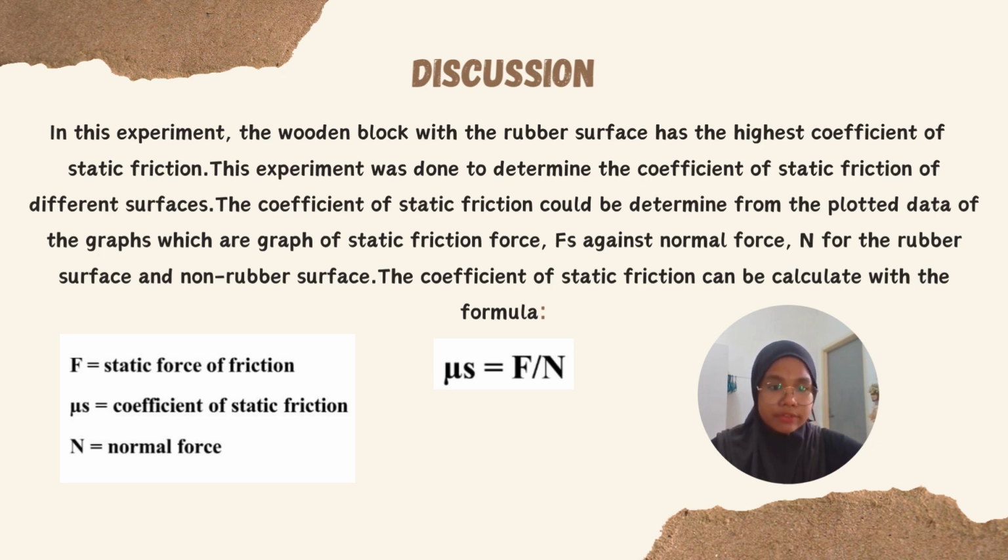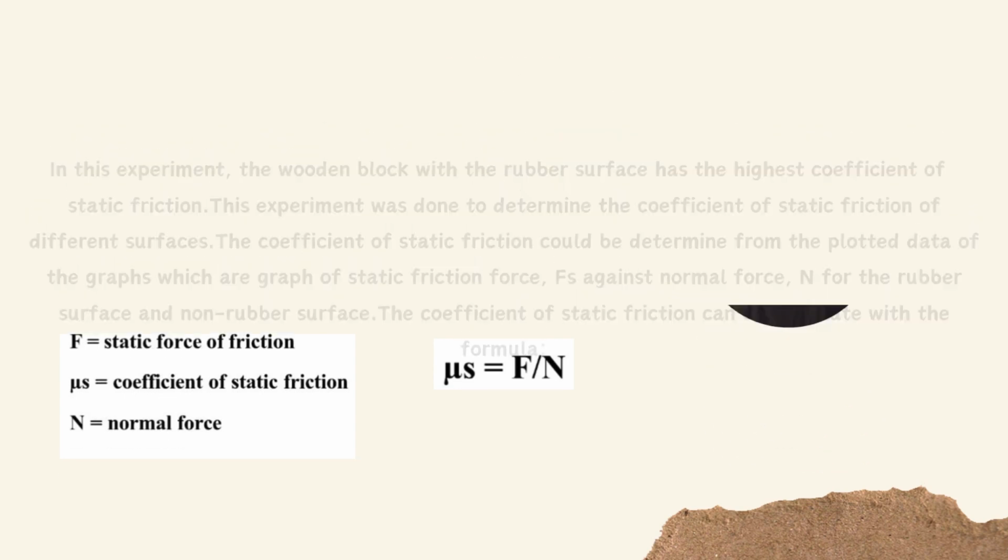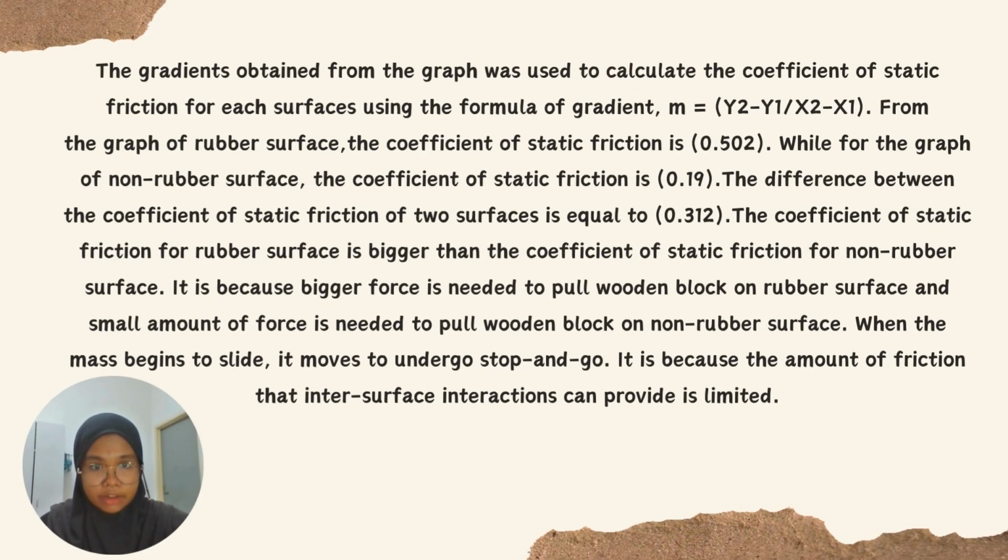The coefficient of static friction can be calculated with the formula F over N, where F is the static force of friction, while N is the normal force. The gradients obtained from the graph were used to calculate the coefficient of static friction for each surface using the formula gradient m equals y2 minus y1 divided by x2 minus x1. From the graph of the rubber surface, the coefficient of static friction is 0.502, while for the non-rubber surface, it is 0.19. The difference between the coefficients of static friction of the two surfaces is 0.312.